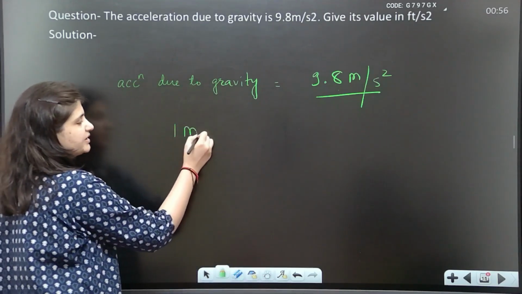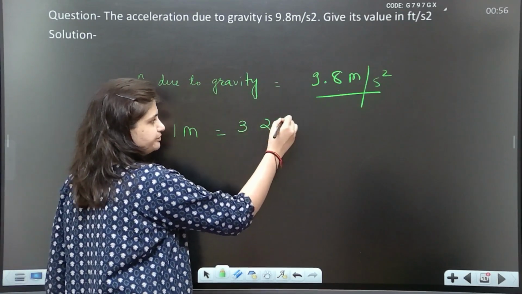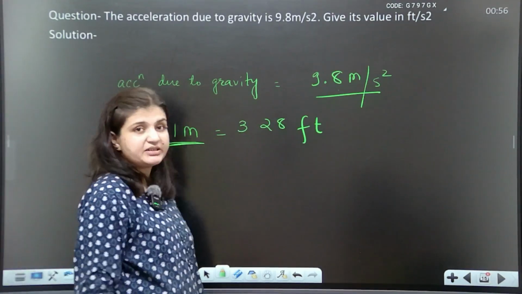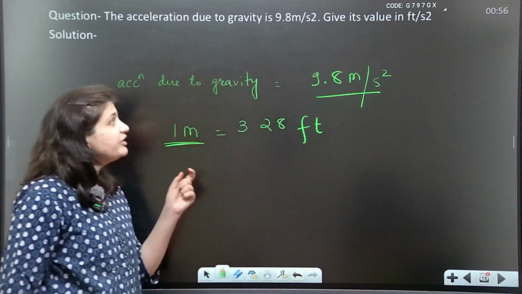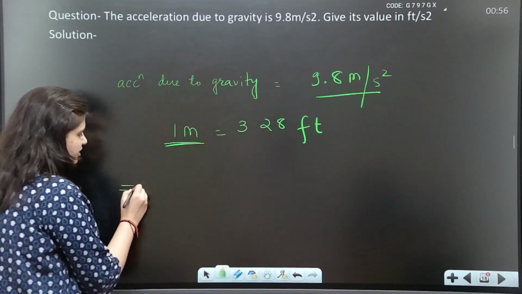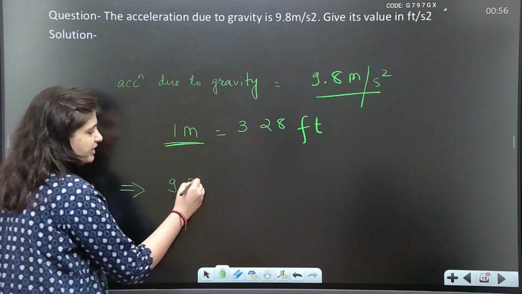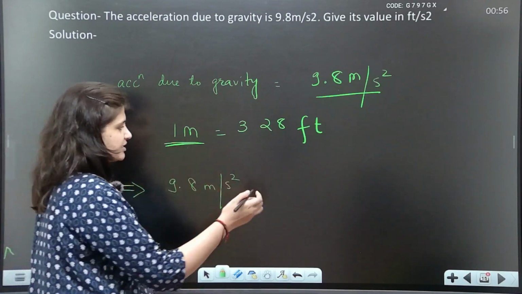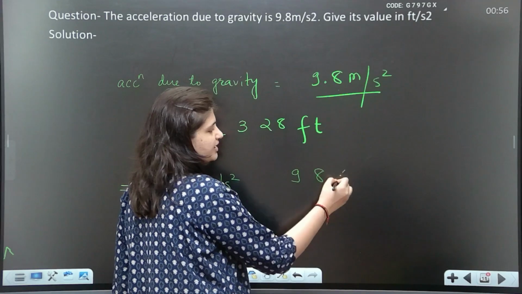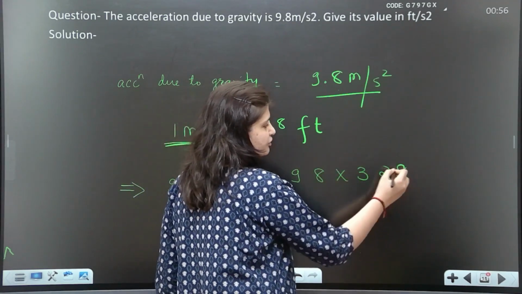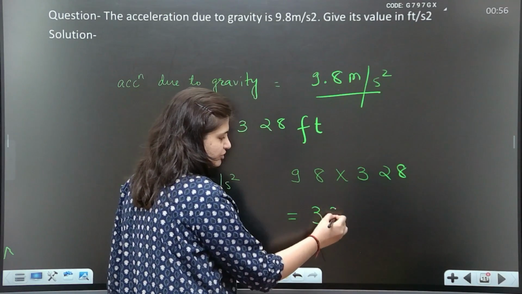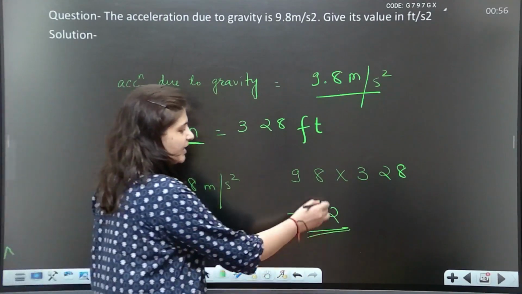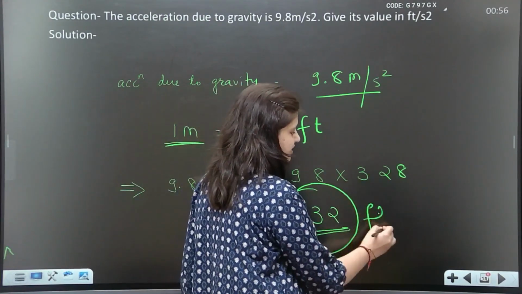What is 1 meter equal to? 1 meter is 3.28 feet. Now if we have to change it, what is all given? It is all given as 9.8 meter per second square. So to change it into feet per second square, what do we have to do? 9.8 into 3.28. When we multiply it, it comes to 32 feet per second square.